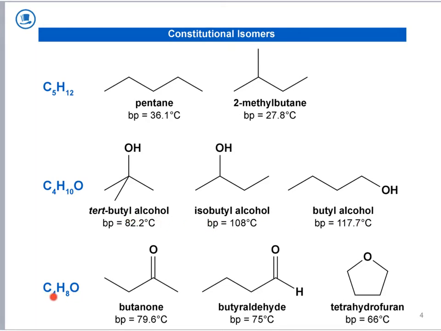Another example, C4H8O, you get a ketone, an aldehyde. Here's an ether in a ring. Again, different physical properties, same molecular formula. These are called constitutional isomers. So they have different connectivity, a different constitution.